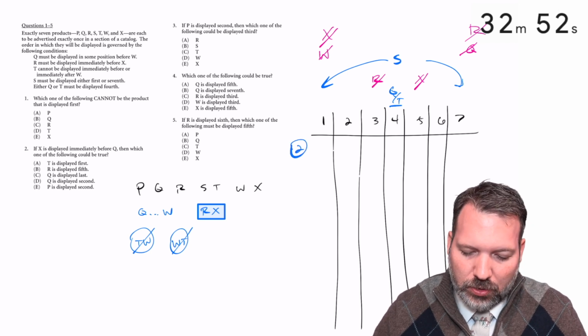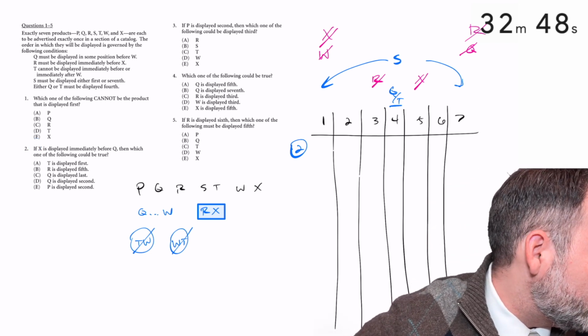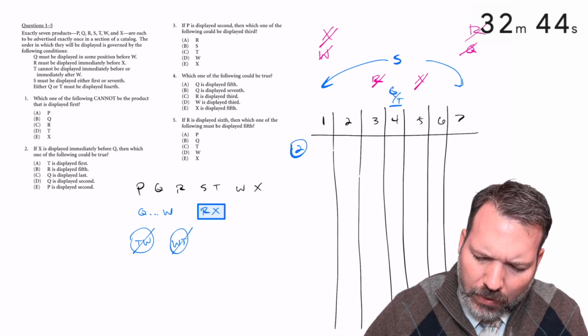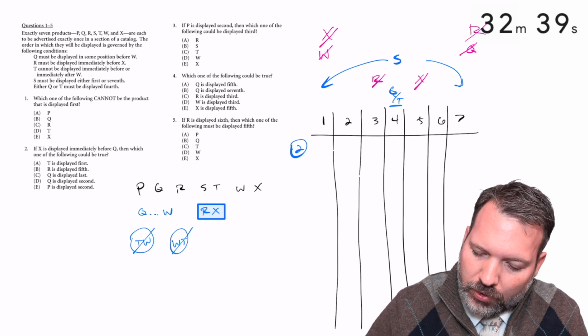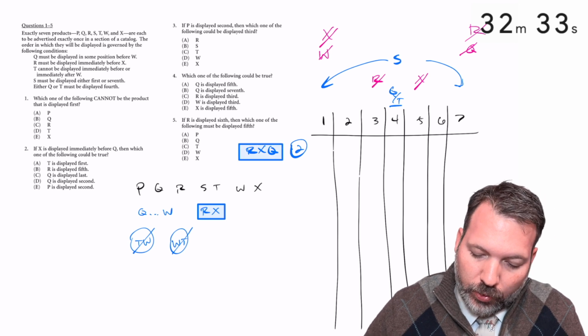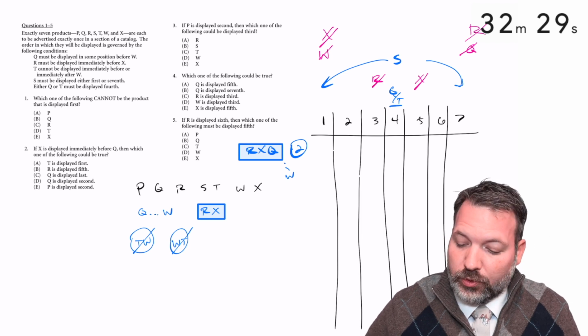Starting with number 2, I see a specific question. I see if. Oh, that's going to annoy me. Sorry. Normally this would get cut out, but not today. If X is immediately displayed before Q, so obviously that actually gives us a 3 block, RXQ. Which one of the following could be true? And of course, Q is also sometime before W.